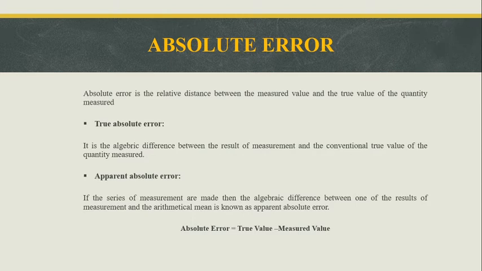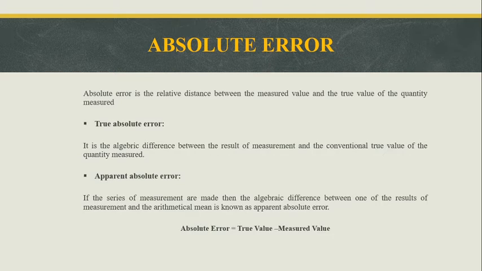The algebraic difference between the result of measurement and the conventional true value of the measurement is known as true absolute error. The algebraic difference between the measured value and the conventional true value of the quantity is called true absolute error.